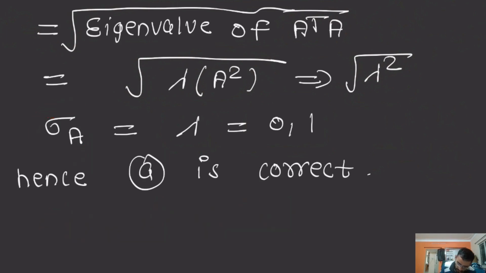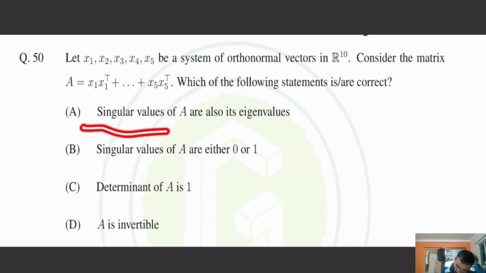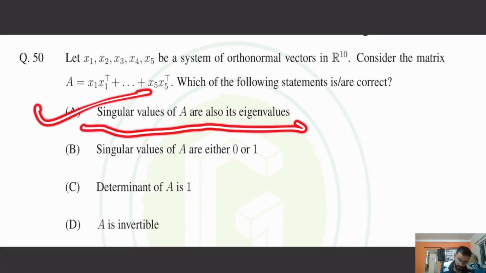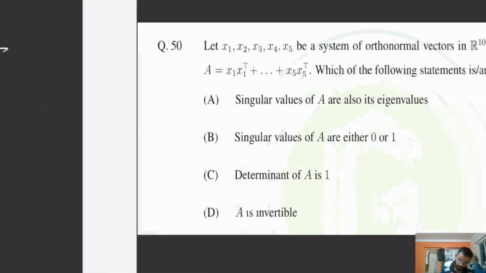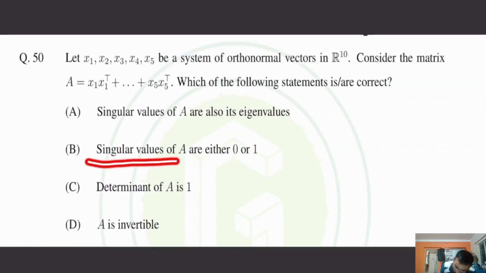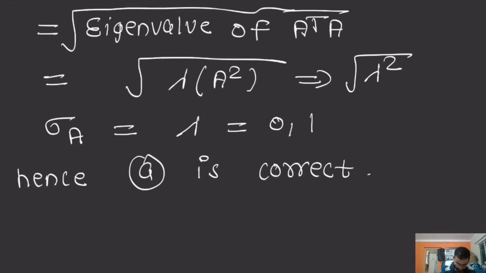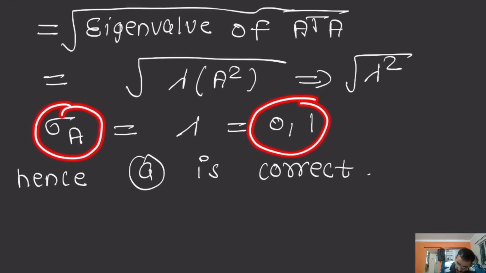Hence the first statement, that the singular values of A are also its eigenvalues, is correct, because the singular value of A is equal to the eigenvalues of A. Second is, singular values of A are either 0 or 1. Yes, this option B is also correct.